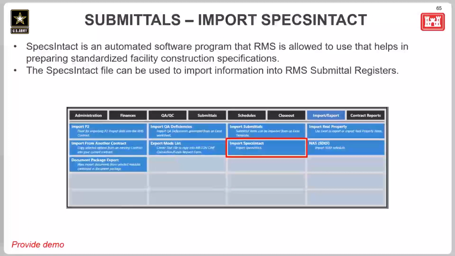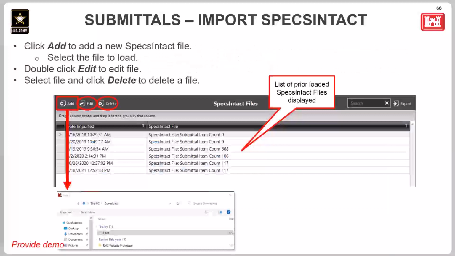So a little more on Specsintact here. Specsintact is an automated software program that RMS can use to help with preparing standardized facility construction specifications. The Specsintact file can be used to import information into RMS submittal registers. So before we jump into the demo, I will review what the screen for the Specsintact files looks like.